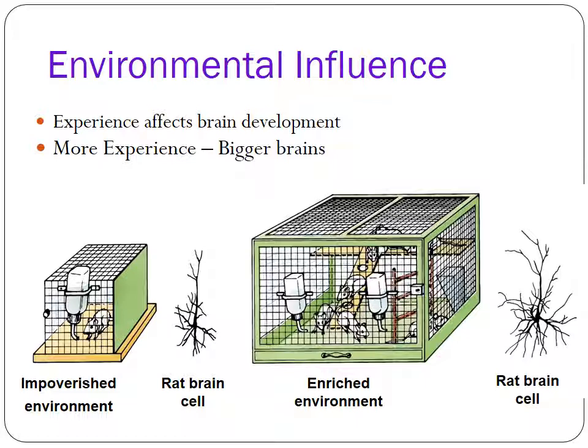You guys read "More Experience, Bigger Brains," and this essentially is the discussion about that. You had the option of two different rats, and again, you guys should have read about all the constraints, all the possible hiccups, all the problems, but you have the impoverished environment versus the enriched environment. What I want you to concentrate on is the rat brain cell. Now, on the left, you have the impoverished rat brain cell, and what you see is the dendrite has some branching and the axon has some branching, but it's not very large.